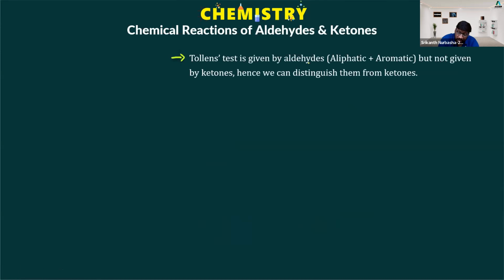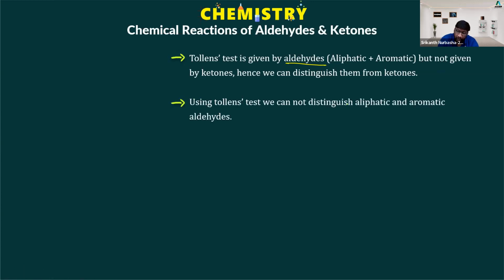Tollens' test is given by aldehydes, aliphatic and aromatic both, but not given by ketones. Hence, we can distinguish aldehydes, aliphatic and aromatic, from ketones. Using Tollens' test, we cannot distinguish aliphatic and aromatic aldehydes because both give the positive test. And Tollens' test is also given by a few compounds like hemiacetal, formic acid, and alpha hydroxyketones.